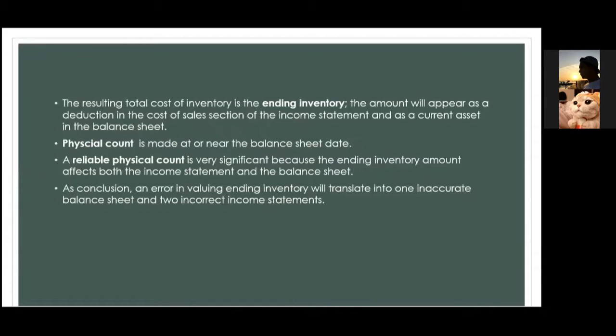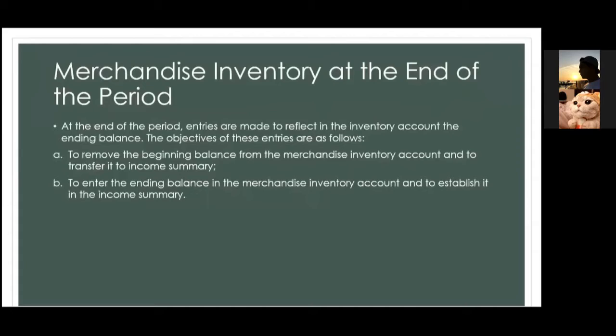The amount will appear as a deduction in the cost of sales section of the income statement and as a current asset in the balance sheet. And physical count is made at or near the balance sheet date. And reliable physical count is very significant because the ending inventory amount affects both the income statement and the balance sheet. And lastly, as a conclusion, an error in valuing ending inventory will translate into one inaccurate balance sheet and two incorrect income statements.